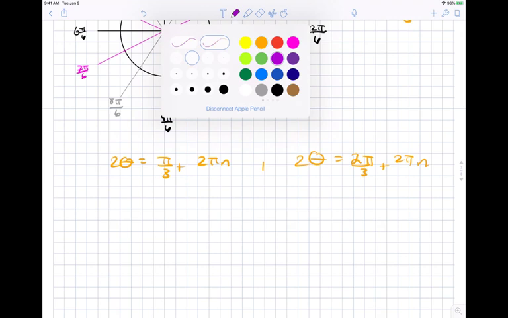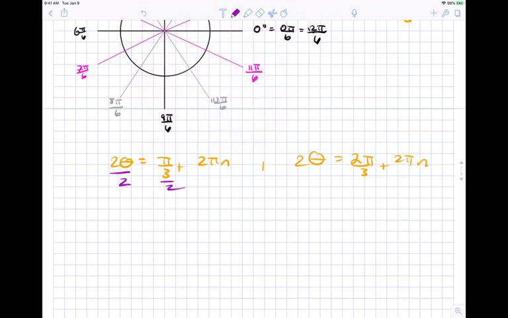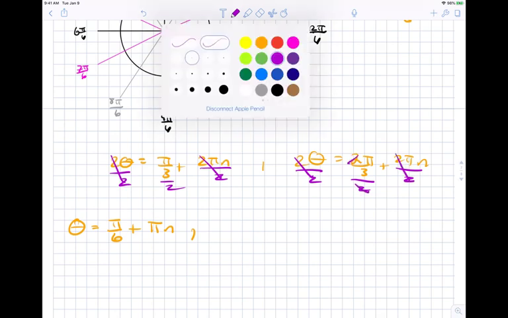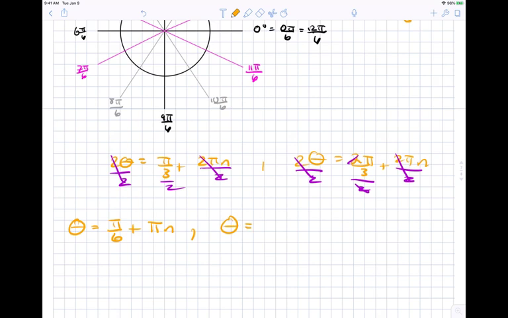So if we divide both sides by 2, those are gone, and we'll finish with theta equals pi over 6 plus n pi. And if we do the other one, if we divide both sides by 2, these cancel, and those are gone. We'll finish with theta equals pi over 3 plus n pi.